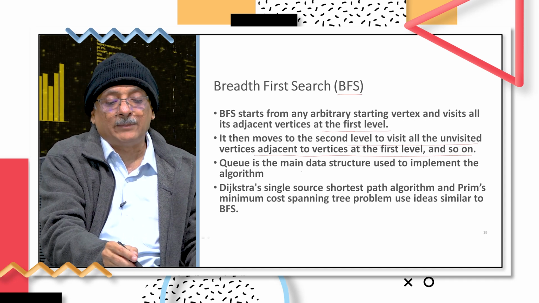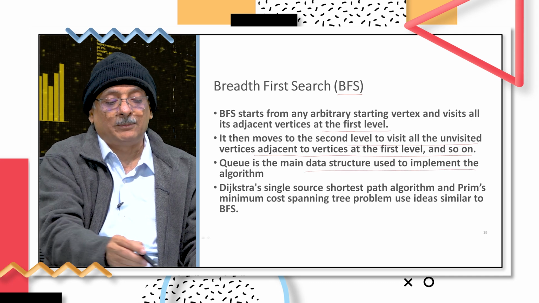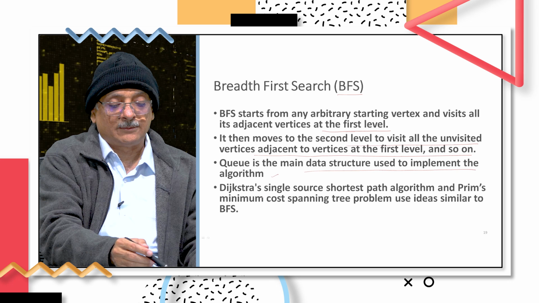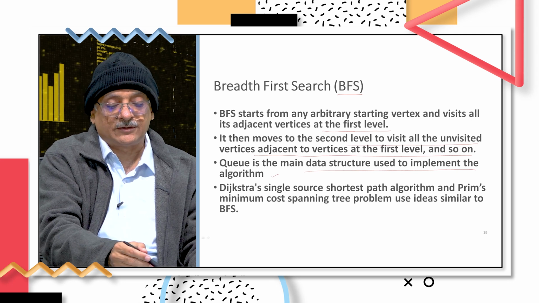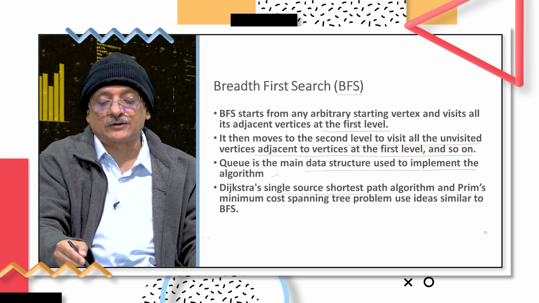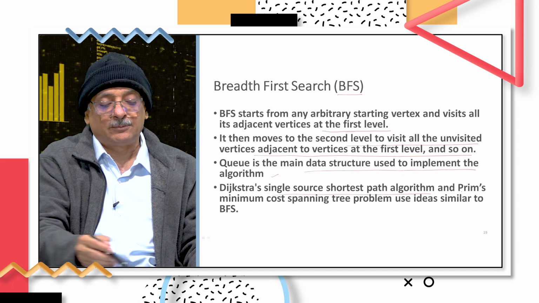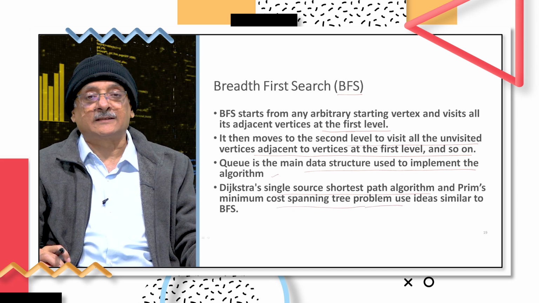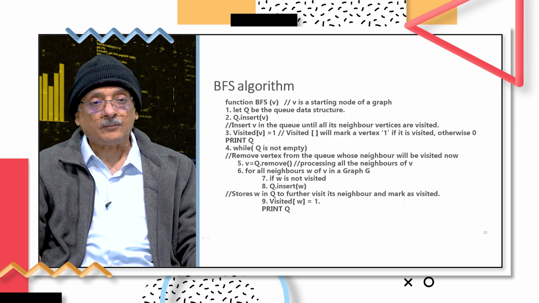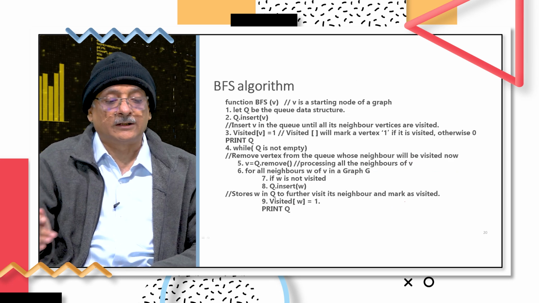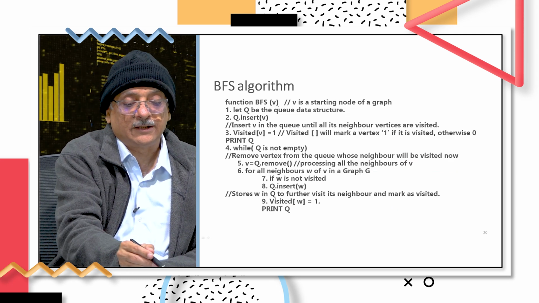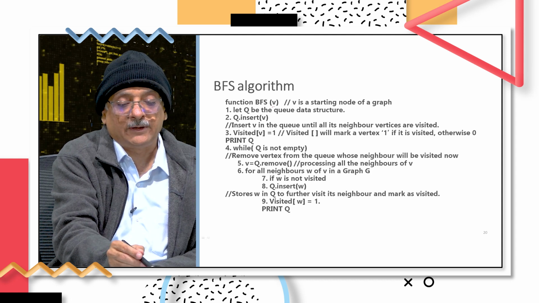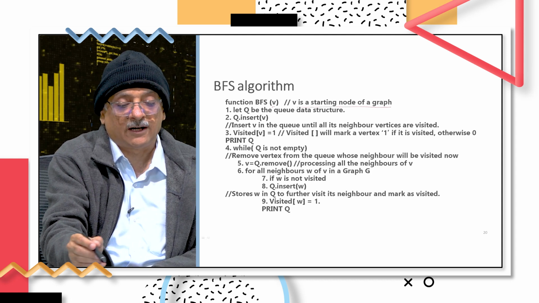Q is the main data structure that is used to implement this particular algorithm, and in fact, the same logic is used in Dijkstra's single source shortest path algorithm and Prim's minimum cost spanning tree problem, which we will be discussing later on. So, what is this BFS algorithm? It takes one parameter V, which is the starting vertex of the graph.